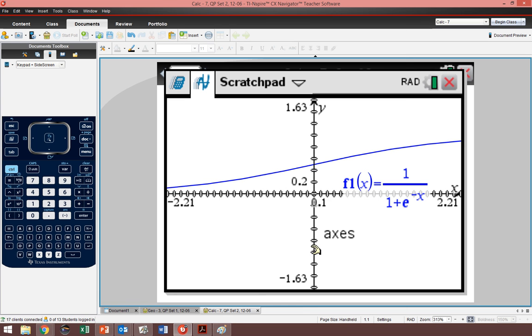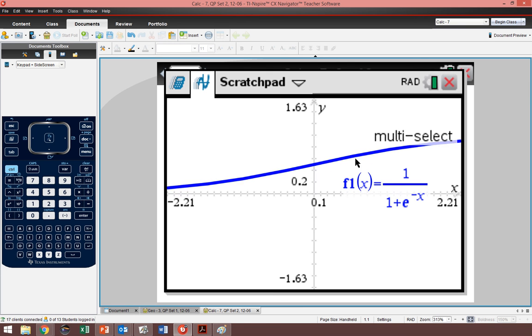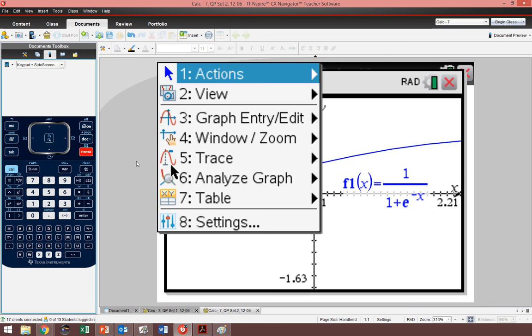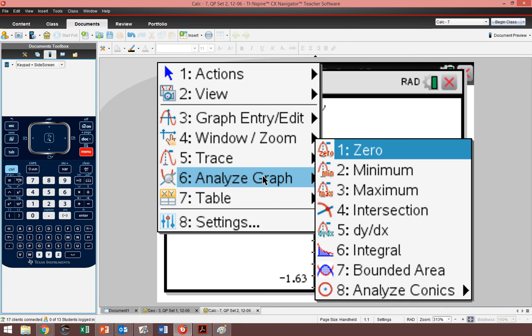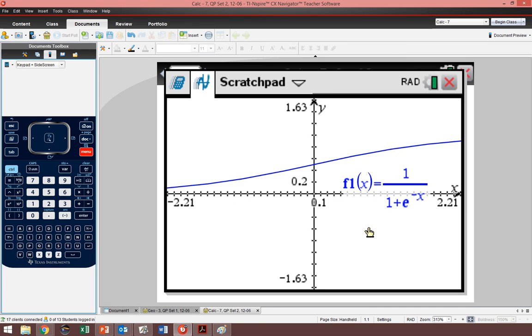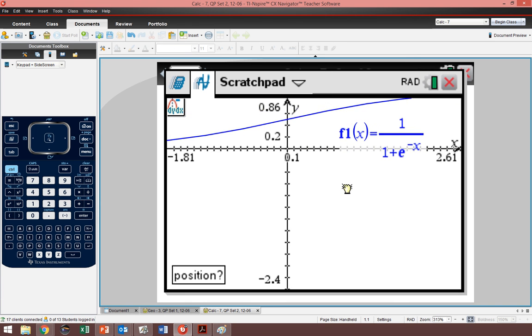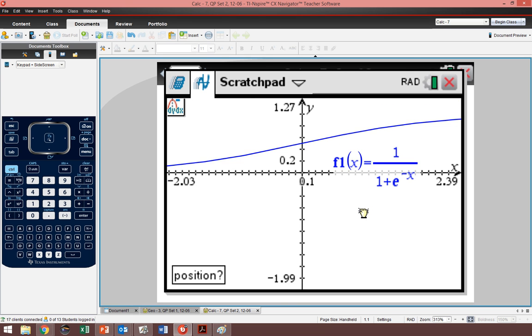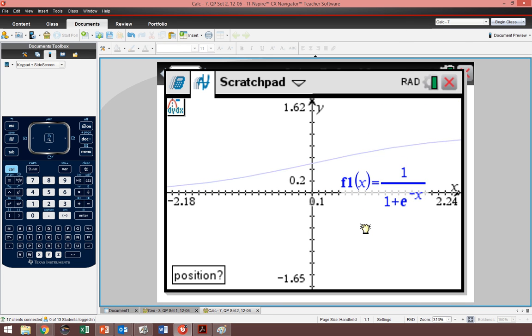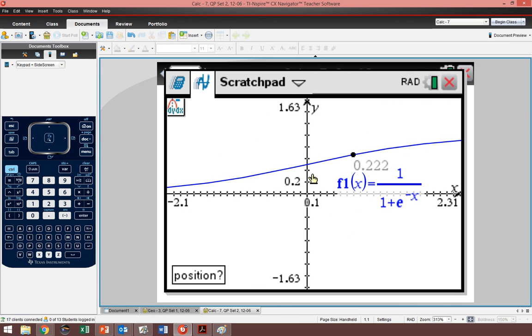So, is there a way of actually doing this? Now, I'm going to show you guys a trick right now. So watch this. Hit this menu, analyze. And what do I want? DYDX. There we go.